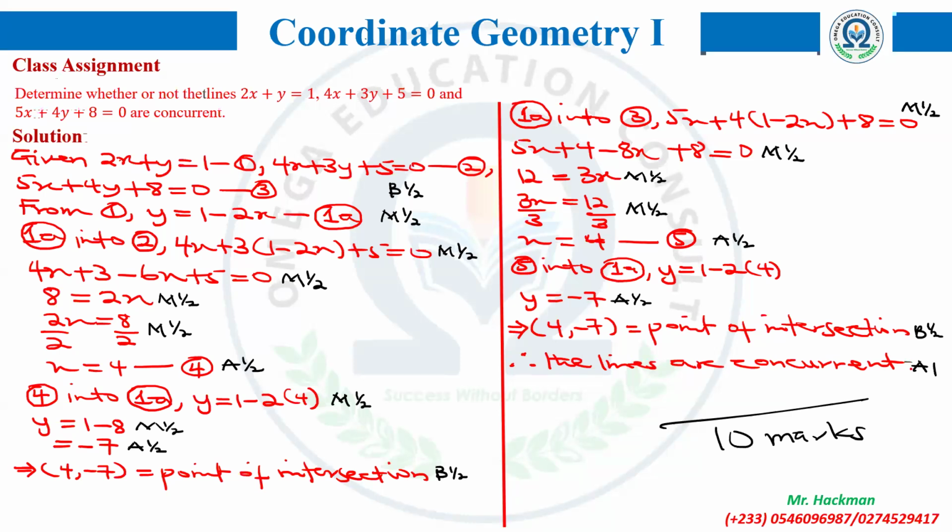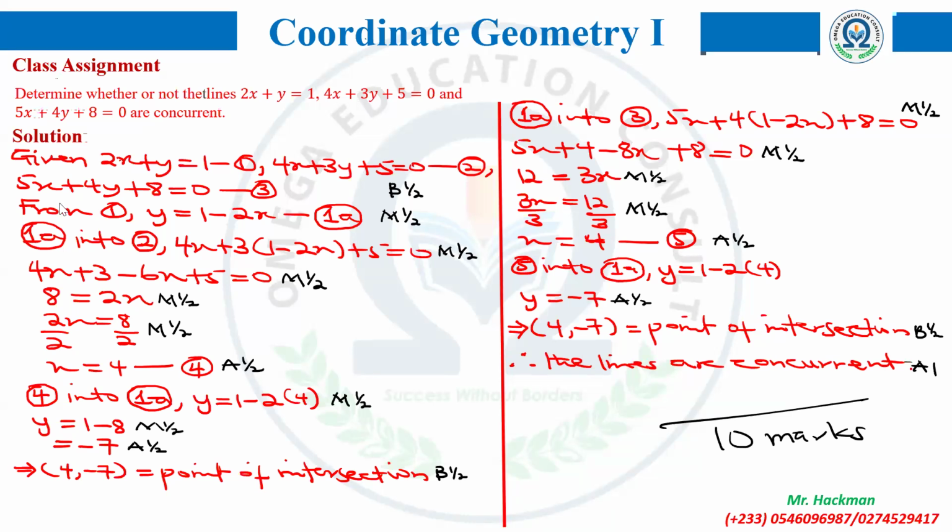Today's lesson, we are going to, first of all, look at the solution to the assignment that was given in the previous lesson. That was lesson 2, on the topic coordinate geometry 1. The first assignment, which was a class assignment, is exactly what we have here. We were to determine whether or not these three lines are concurrent.